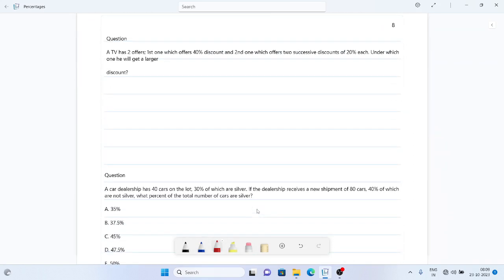Now ETB has two offers. The first one is a 40% discount, and the second one is 2 successive discounts of 20% each. Under which one will he get a larger discount? In this type of question where you have to compare and no value is given, we assume the initial cost, or initial value, as $100.